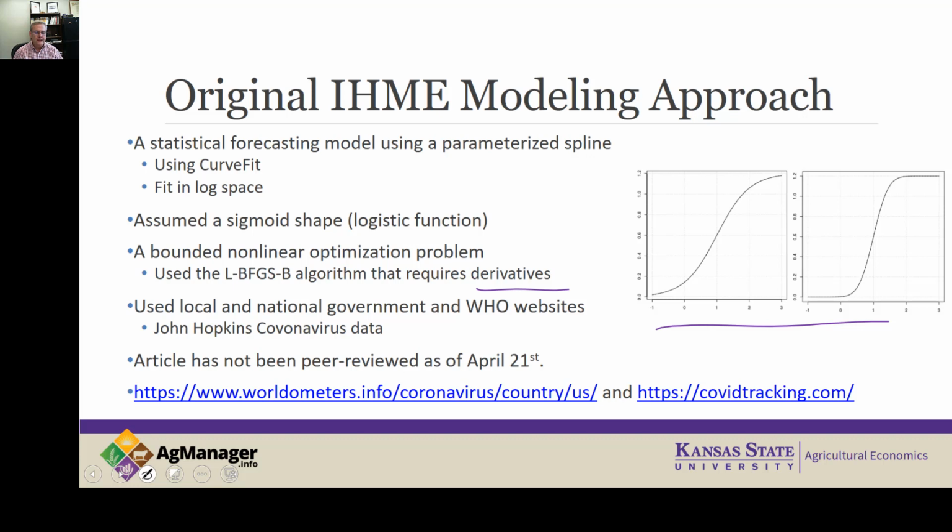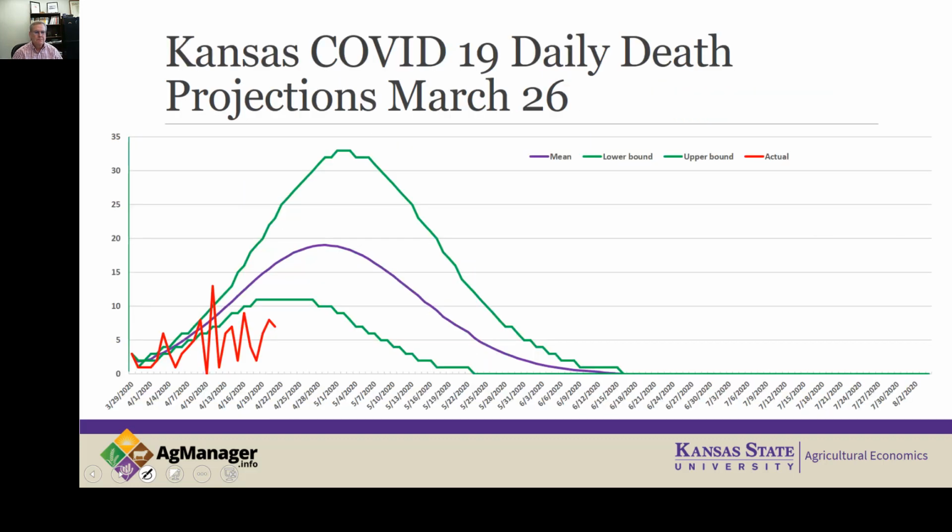The data that we use to update the information comes from two sites. One is the Worldometer site. The other one is the COVIDtracking.com site. With that information, we will evaluate the accuracy of the model.